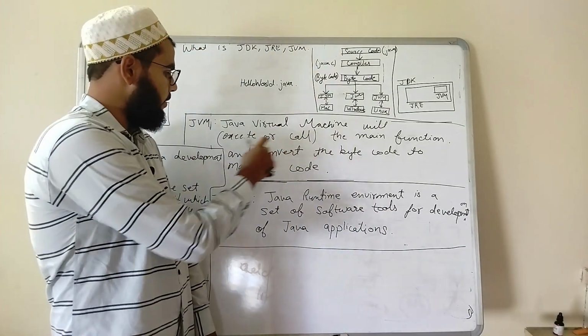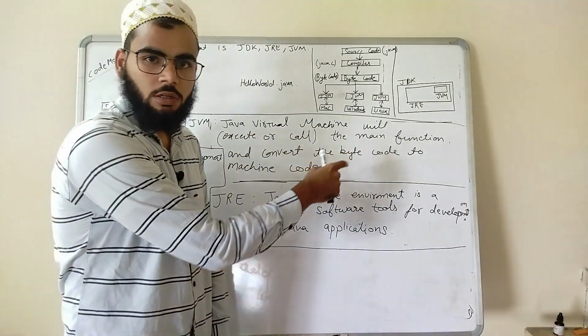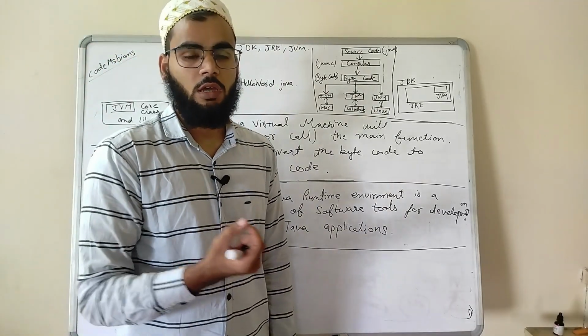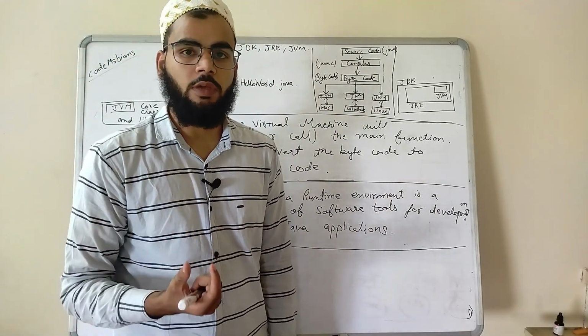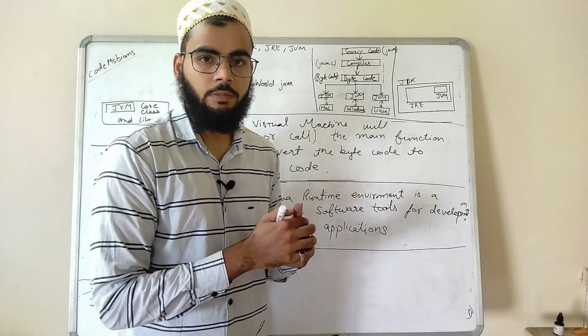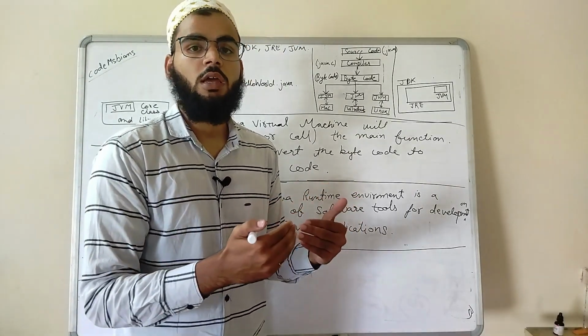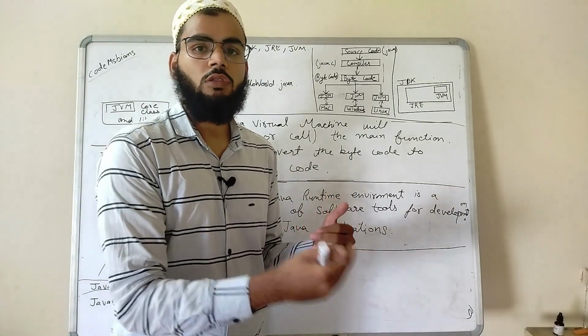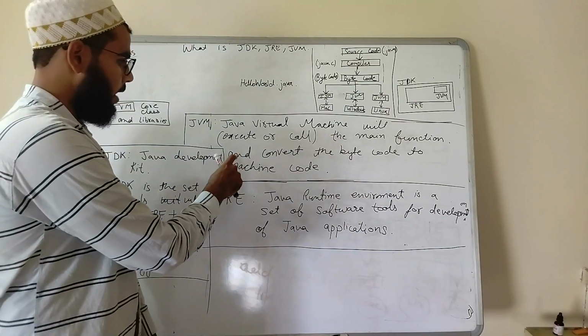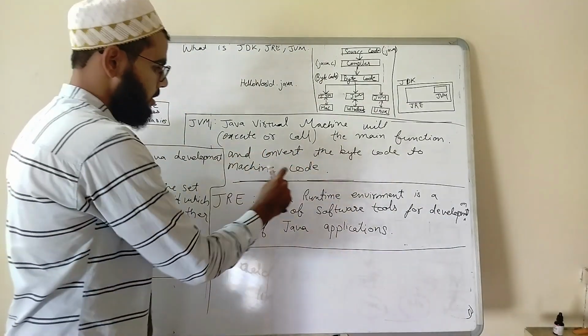So Java Virtual Machine will execute or call the main function. In the previous video I told you why we have to write the main function and what is the importance of the main function. So when our program gets executed with JVM, the Java Virtual Machine will execute our Java code. So the first thing it will call is the main function, right? And it converts the bytecode to the machine code.